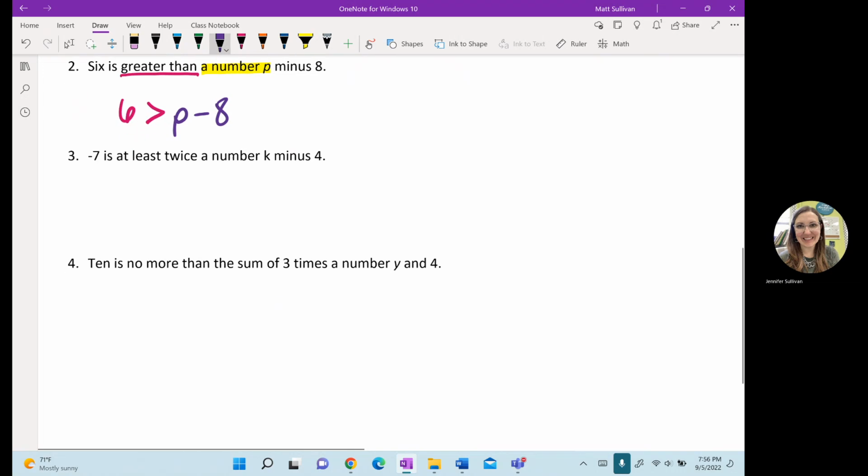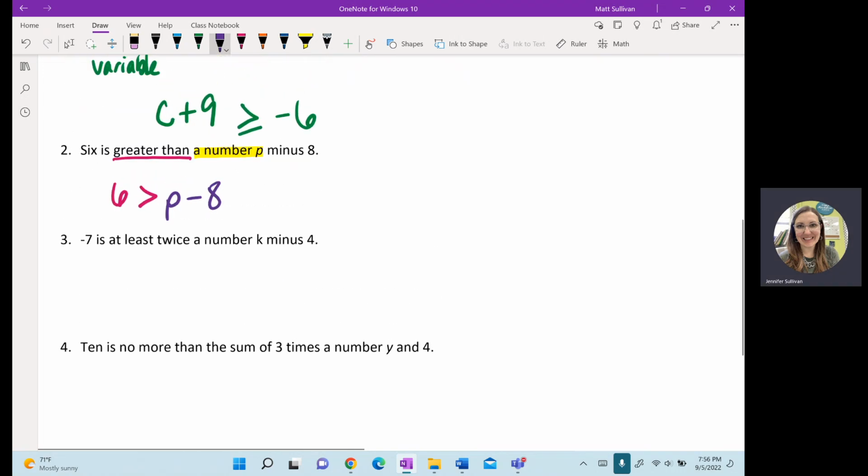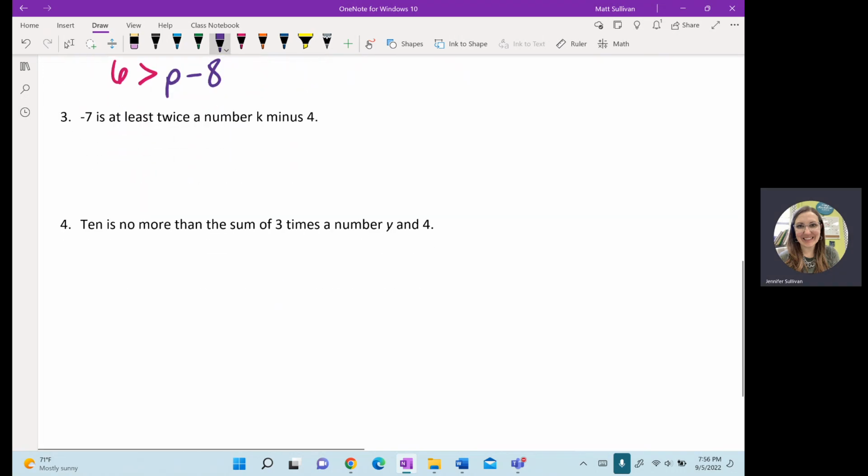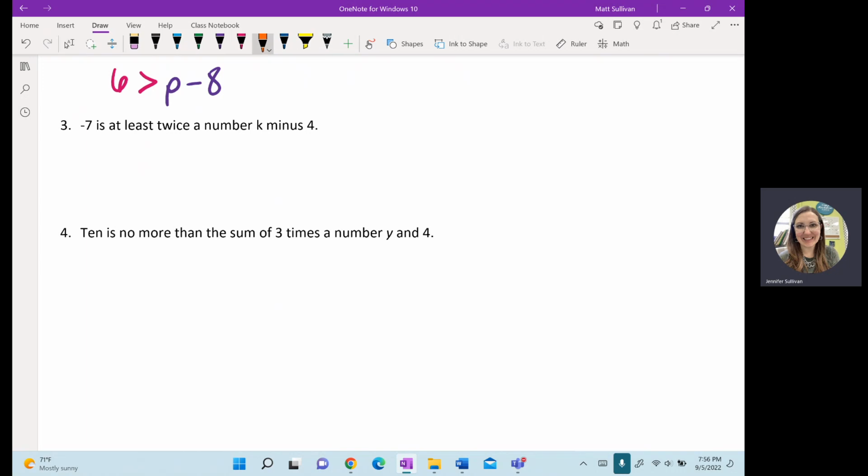All right. Well, that's not too bad so far. Again, it's just that as we read it, we write it in symbols. Ooh, but take a look at this one. -7 is at least twice a number k minus 4. We haven't seen this. Is at least. Okay, so let's just get everything else down, and we'll just leave a little circle for this piece again. -7 is at least, we got to figure out which inequality sign goes in here.